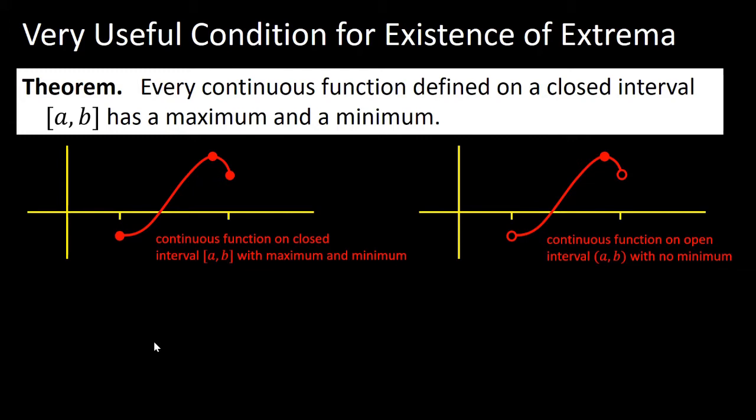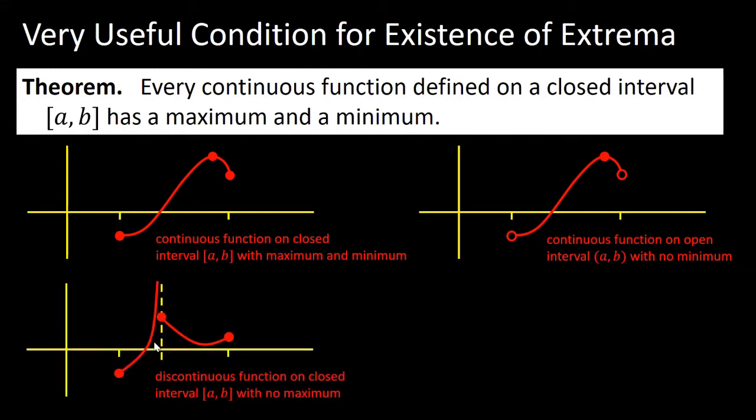It's very much like what happened before with the exponential function. You have values approaching something, but that doesn't give you a value of the function. In this case, our function is only defined on the open interval. If you don't satisfy all the hypotheses, all the conditions of the theorem, you don't get to conclude what you're looking for, which is existence of maximum and minimum.